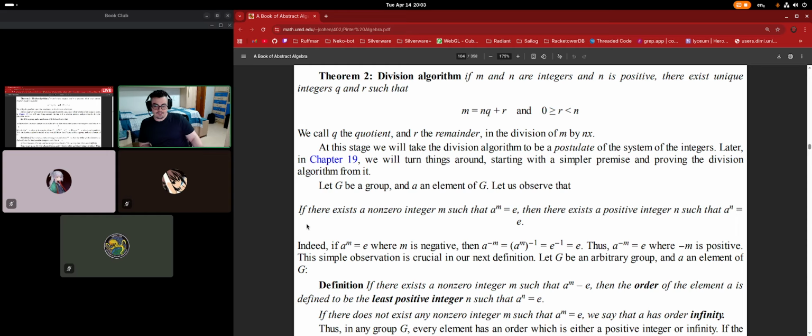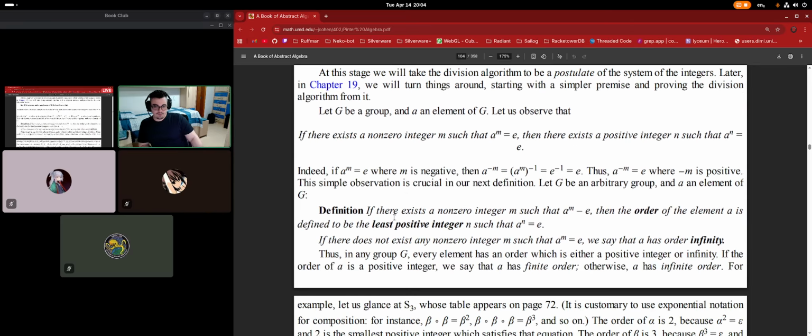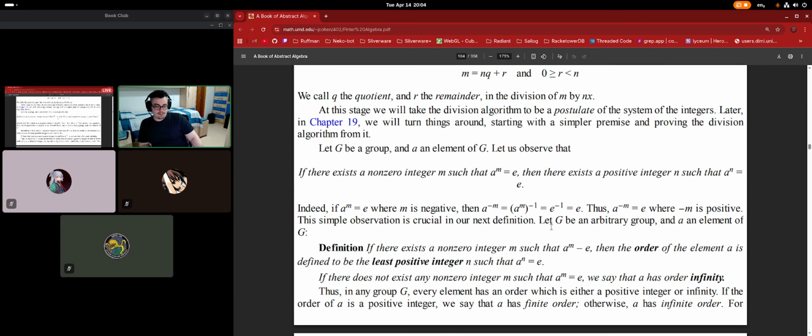And then we have our first thing. If there is a non-zero integer m such that a to the power of m equals e, then there exists a positive integer n such that a to the power of n equals e. And why? Because if m is negative, then we can say that a to the power of minus m can be expressed like this, but we know that a to the power of m is equal to e, and the inverse of identity is identity. Thus, this is equal to e, where minus m is positive. This simple observation is crucial for our next definition. Let G be an arbitrary group.